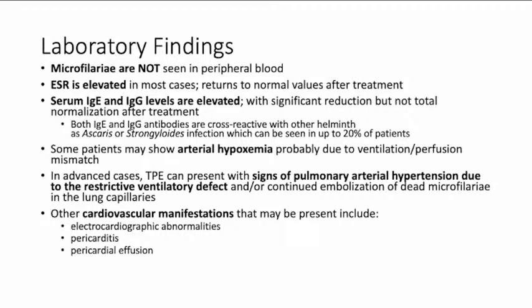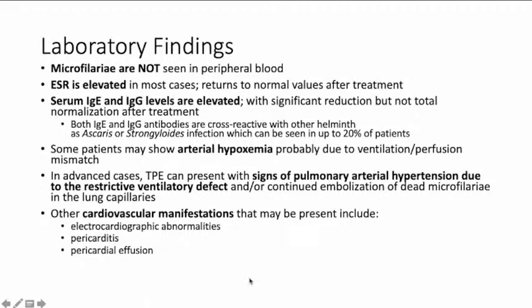And in some patients, as high as 20% of the patients, you can have co-infection, where someone has been infected by Strongyloides or Ascaris, and at the same time, they also have been infected by Brugia malayi. So you have to keep that at the back of your mind, even when you're sending for the assays. Some patients may show arterial hypoxemia. So if you do the blood gas levels, there is hypoxemia. And this is probably due to ventilation perfusion mismatch at that point in time when they have the TPE.